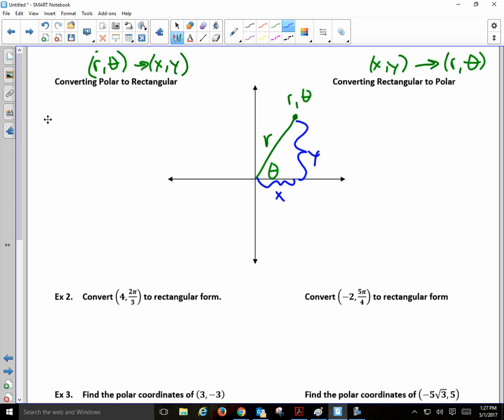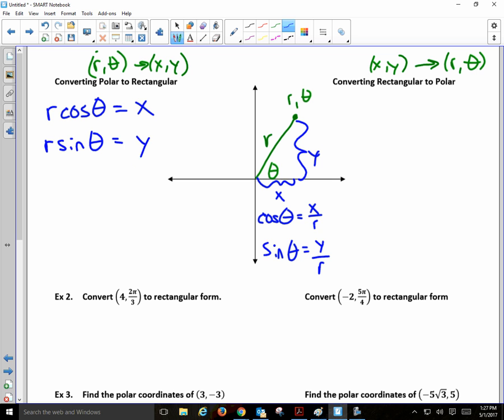If you see x, it's the adjacent side of the triangle, which reminds you of your good friend cosine. And so we have the cosine of theta is equal to what? X over r. So if you were to solve for x, you would have r times the cosine of theta is equal to x. Does that look familiar? Yes, you've seen this before. This is from your trigonometric form and from your vector work. If you see y, you think of sine of theta is equal to y over r. So therefore, r sine of theta is equal to y. Any questions how we came up with that?